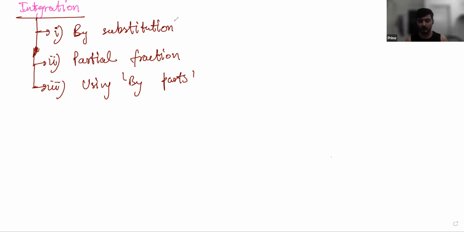So the most important one here is substitution. Substitution is the best approach. Substitution is the most used approach, I would say, in all of them. And how do we find out integration using substitution? We'll learn that.